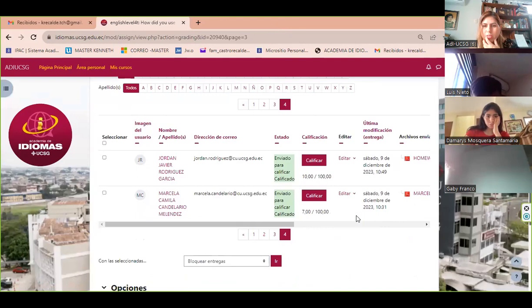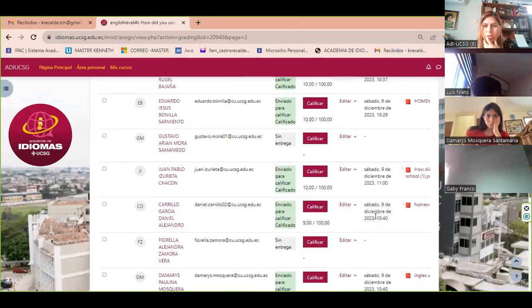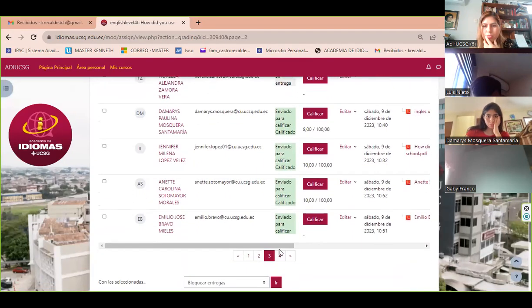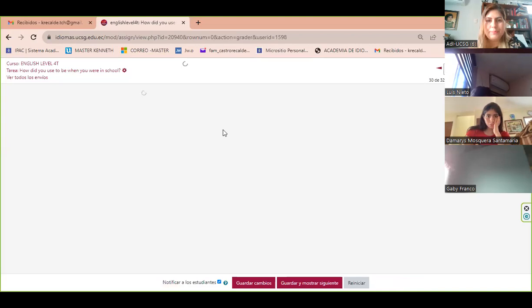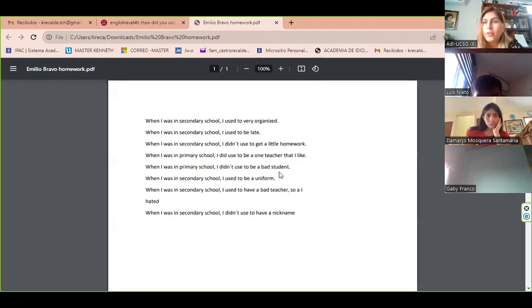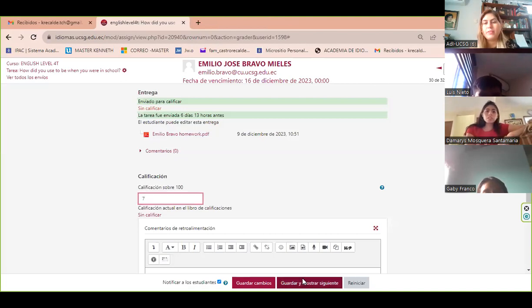Let's check. Gustavo no lo ha hecho. Fiorella tampoco. Ok, Emilio es el último que me falta revisar. Facilísimo tener buenas notas. Trabajar conmigo. Subirlos en el momento. Seguir las instrucciones. Los que ya no están, sorry. I used to be very organized, my dear Emilio. I used to be late. I didn't used to get. Here, did used to? No, I didn't used to have. It is a mistake. I didn't used to be a bad student. I used to wear a uniform, not be a uniform. Okay, if you want, you can improve it. There are 3 mistakes. Thank you.